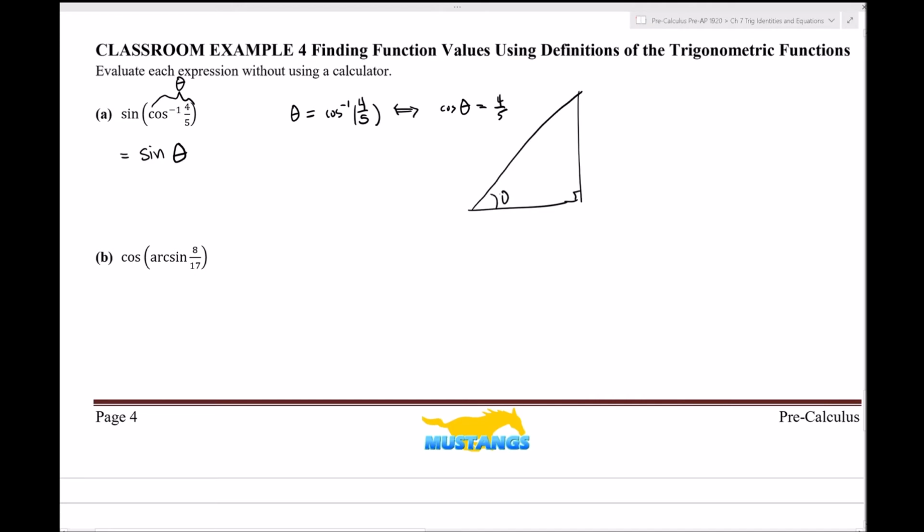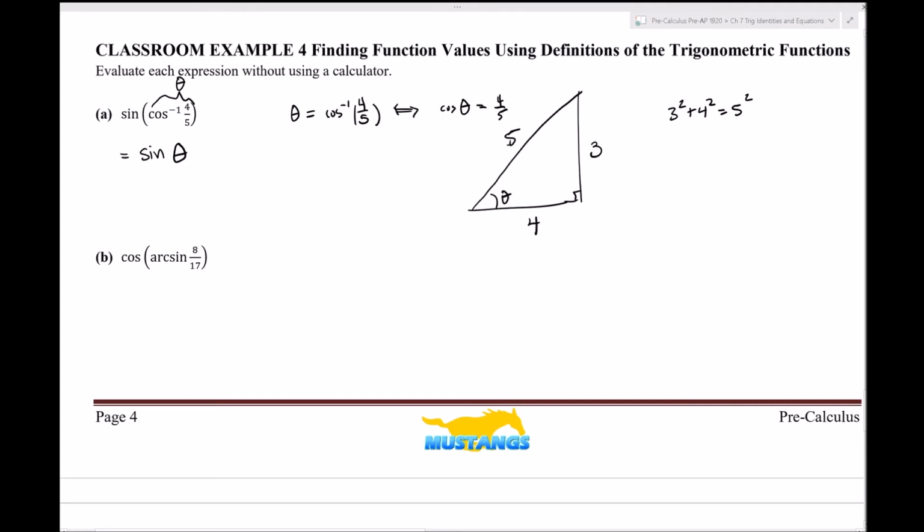So let's say this is theta. And they said that cosine is 4/5, which means that's the adjacent divided by the hypotenuse. Adjacent measures 4, the hypotenuse measures 5. What does that make the opposite? Well, if you know your special right triangles, this is a 3. 3, 4, 5. That's because 3 squared plus 4 squared is equal to 5 squared. 9 plus 16 is equal to 25.